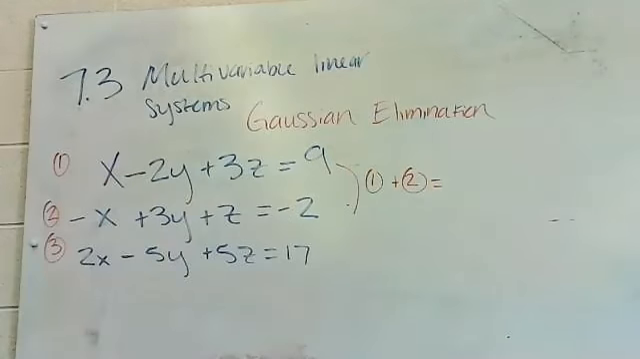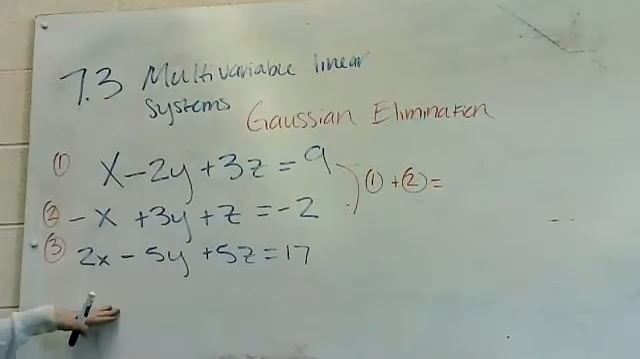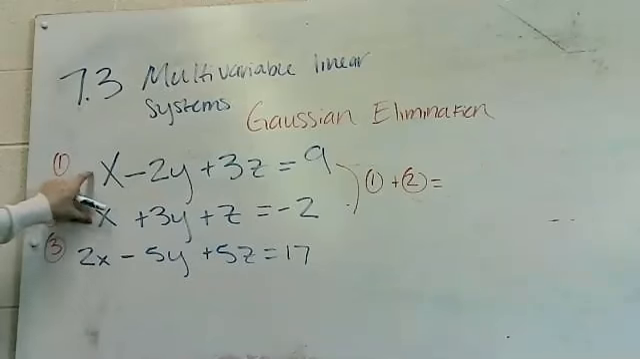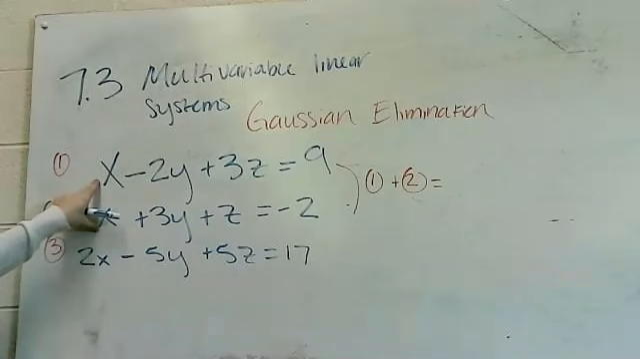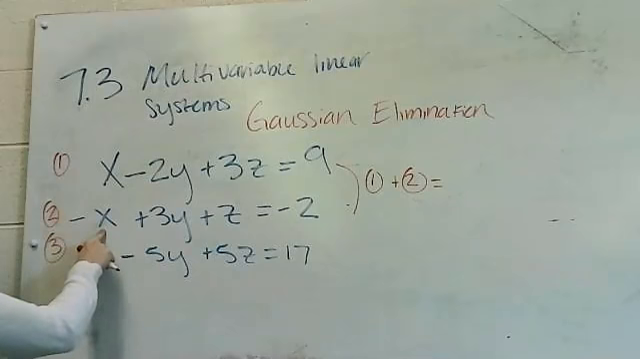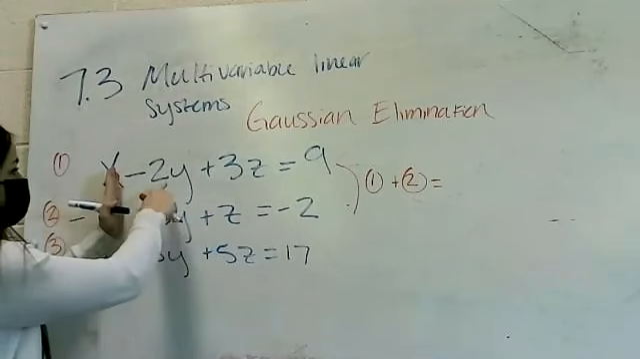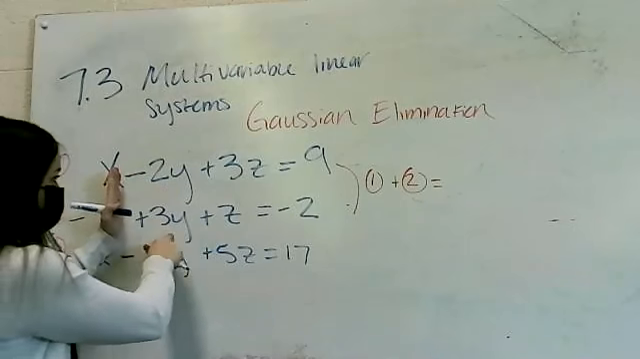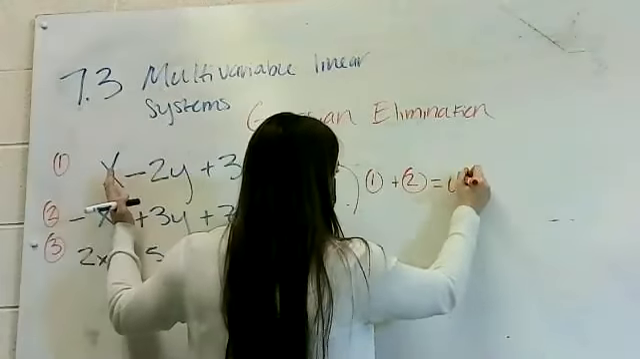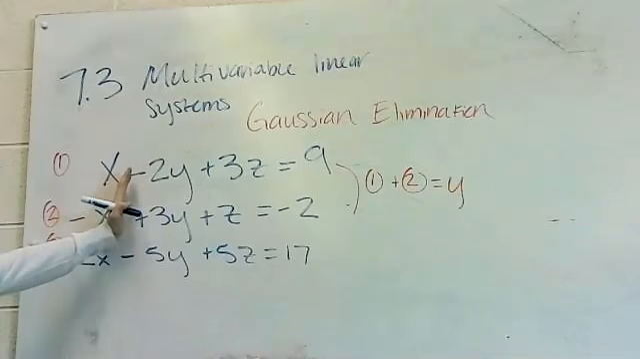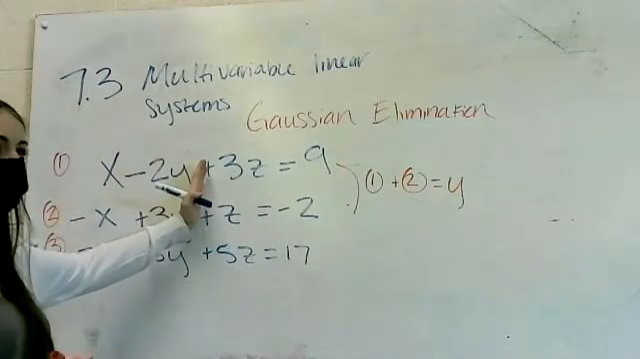So I'm going to do some of this work off to the side and then bring it back to what I have now. So if I added 1 and 2, as they are now, without changing anything, without multiplying by anything, these two would cancel. I'm going to have no x's left. Over here, negative 2y plus 3y, I'm going to be left with just a y. Then I come over and I add my z's.